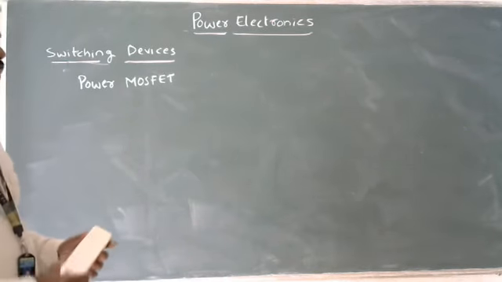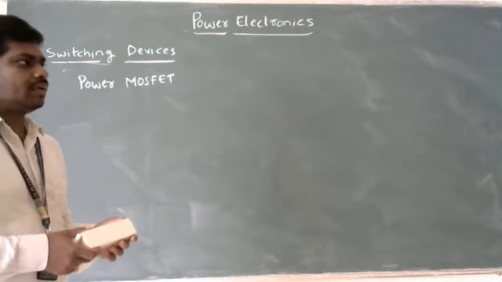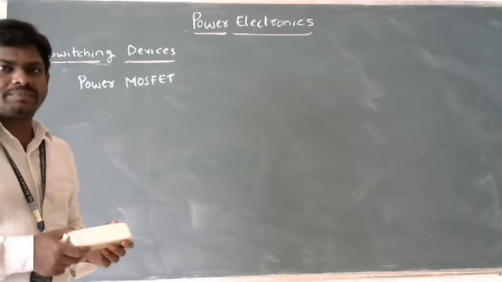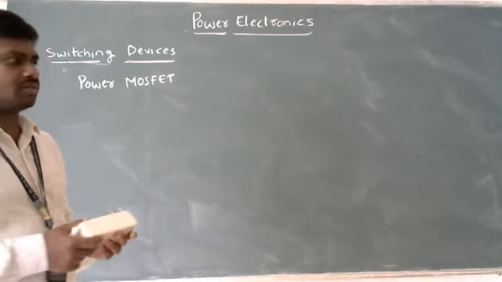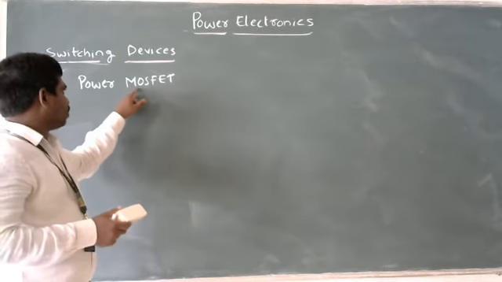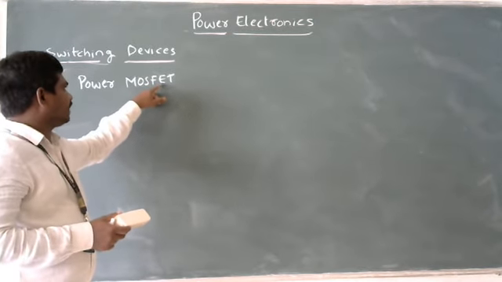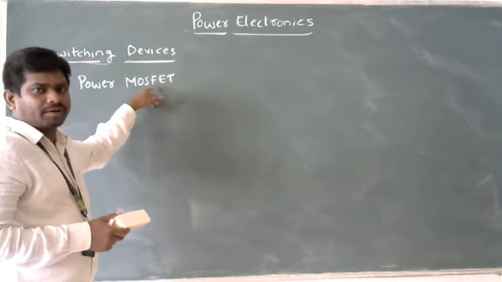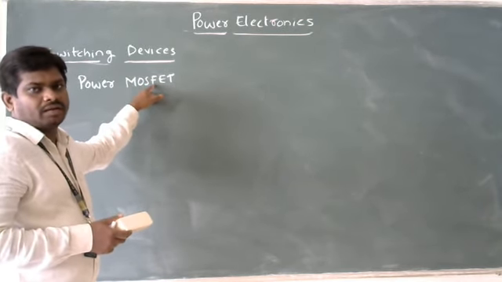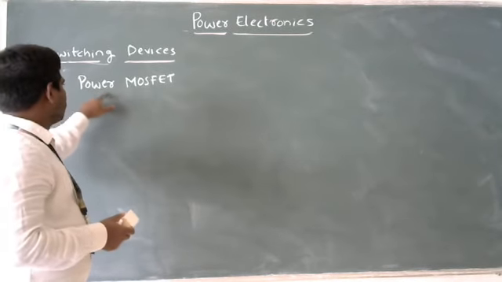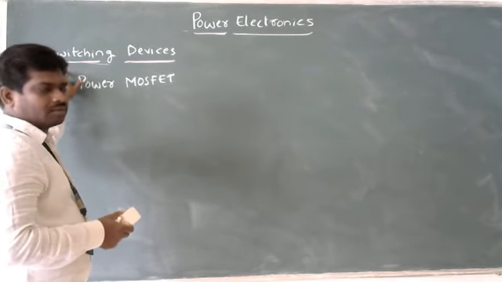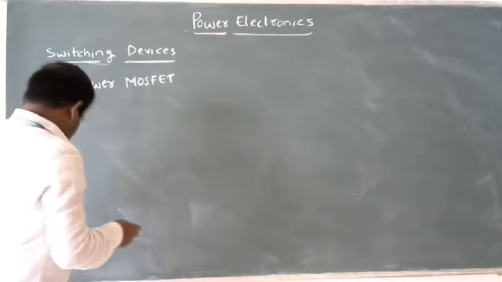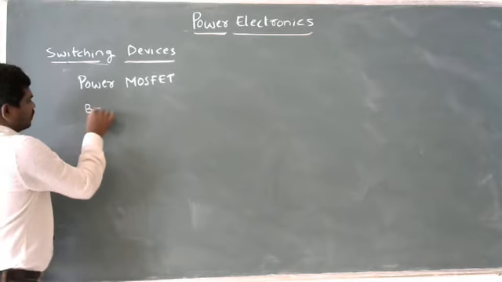As we know, MOSFET elaborates to metal oxide semiconductor field effect transistor. So what does it mean? Metal oxide semiconductor field effect transistor. We use this type of MOSFET in power level applications. That's why we use the prefix power, and we call this a power MOSFET. So we are seeing the basics of power MOSFETs.